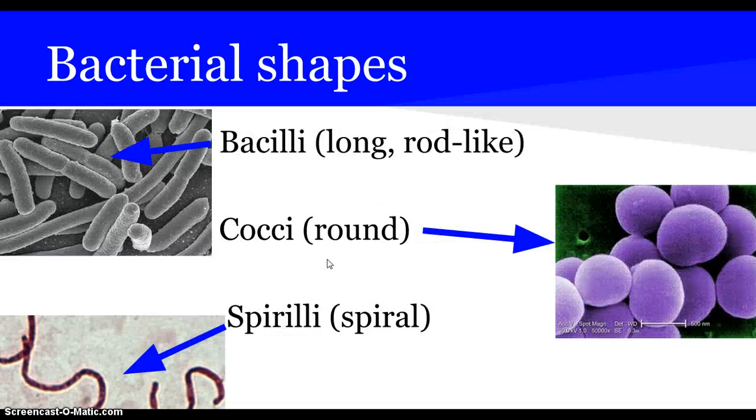Next up, bacterial shapes. So we've got three basic kinds of shapes. We've got the bacilli, which are kind of long, rod-like. We've got the cocci, which are nice and round. And we've got the spirilli, which are spirally looking. Alright, so bacilli, cocci, spirilli.